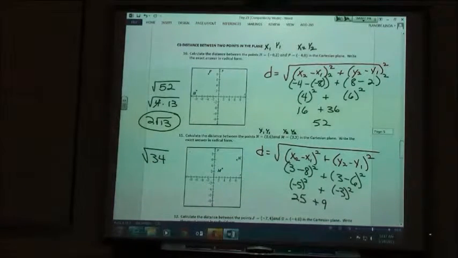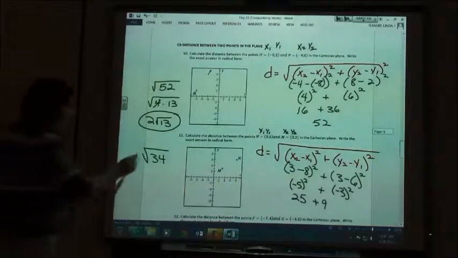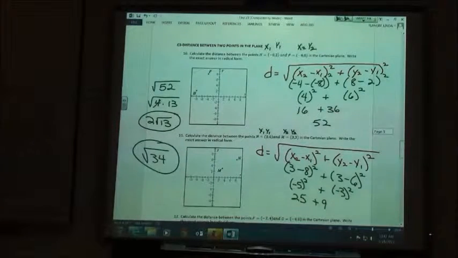Now if I think about 34, I think its only factors are 17 and 2, neither of which are perfect squares. So we can't simplify that one. We're just stuck at the square root of 34.